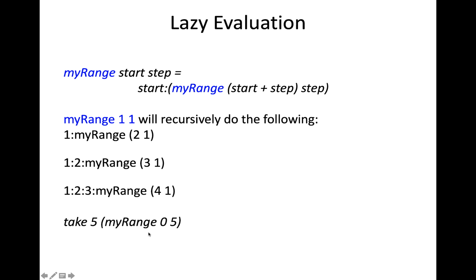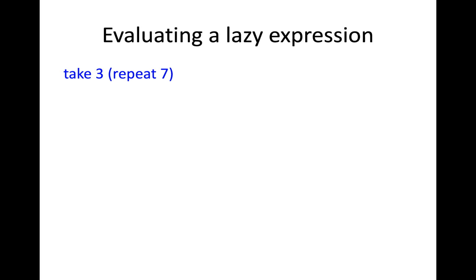So here this my range 0 5 virtually gives us an infinite sequence starting with 0 and every step is 5, so 0, 5, 10, 15 and so on, and that infinite list is virtually there, and we are taking only the first 5 items from that infinite list to do meaningful work, which is this one: 0, 5, 10, 15 and 20.